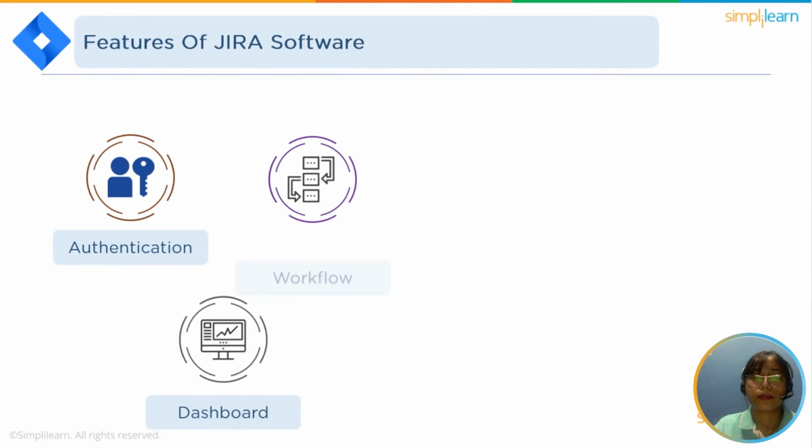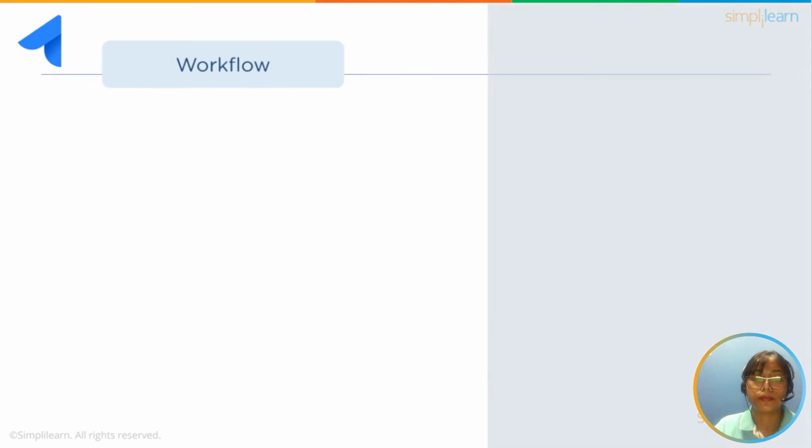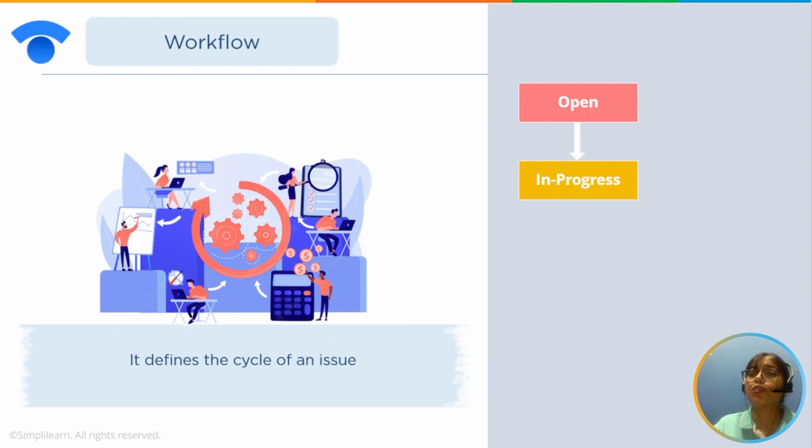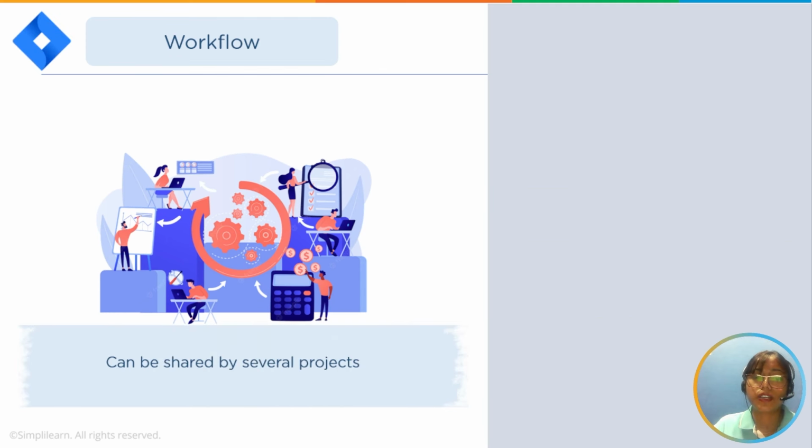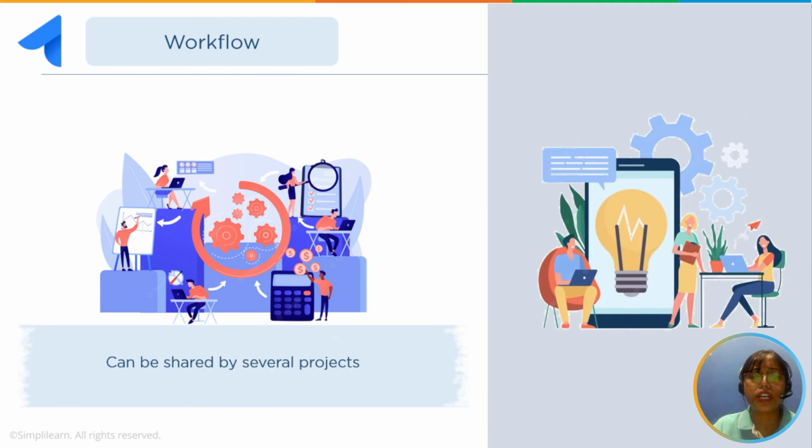Next is workflow. It defines the cycle of an issue with validation. First, it will open, then it will go in progress, and it will resolve, then it will close. If it is not resolved, it will go to reopen and back to in progress. Workflows can be shared by several projects and can be unique. They can be simple and sometimes quite complex too.